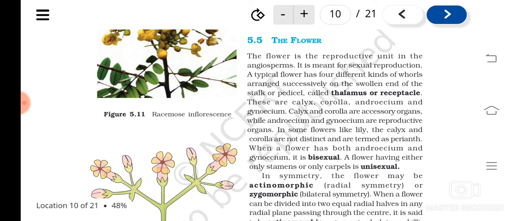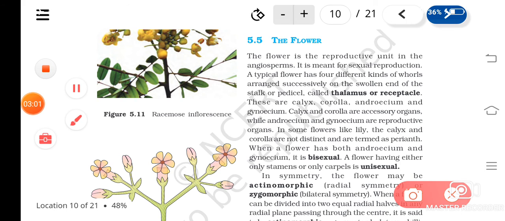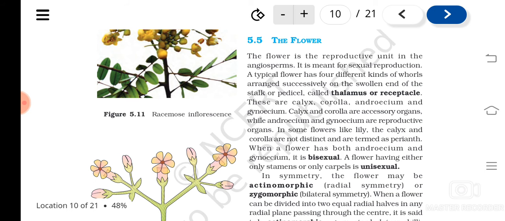Understood? Then in some flowers you can see calyx and corolla are not distinguishable, and they are termed as perianth. So what is perianth? If the calyx and corolla are not distinguishable, then that structure will look like a flower, but the petals, you cannot say as petal or sepal. It is actually not distinguishable. That kind of structure is known as perianth.